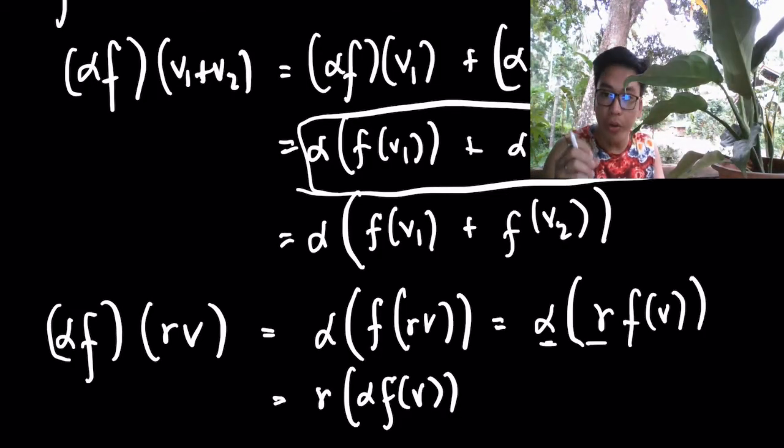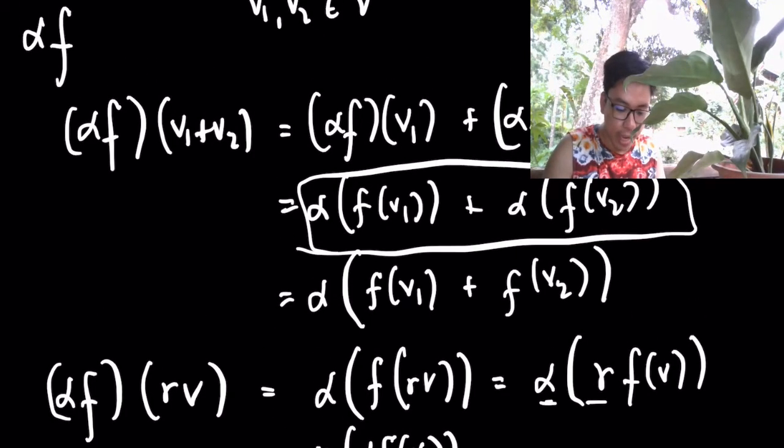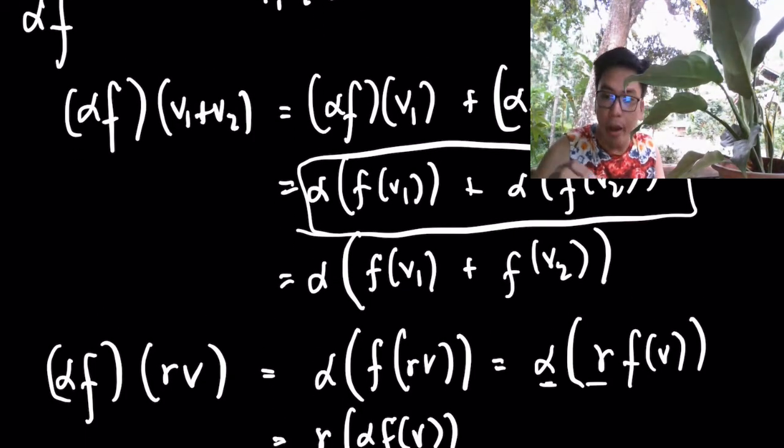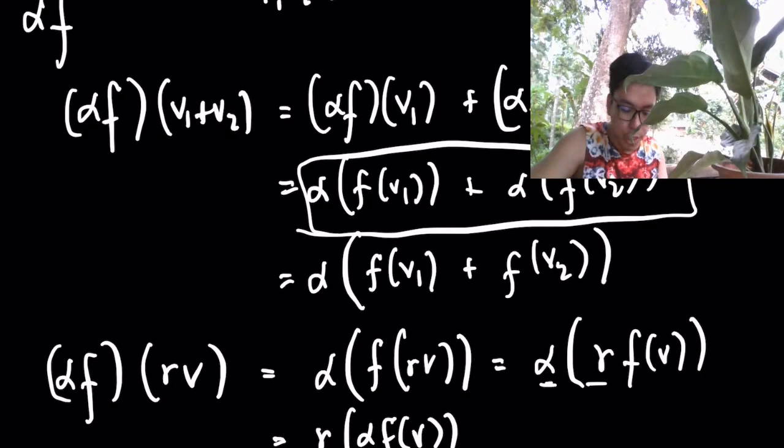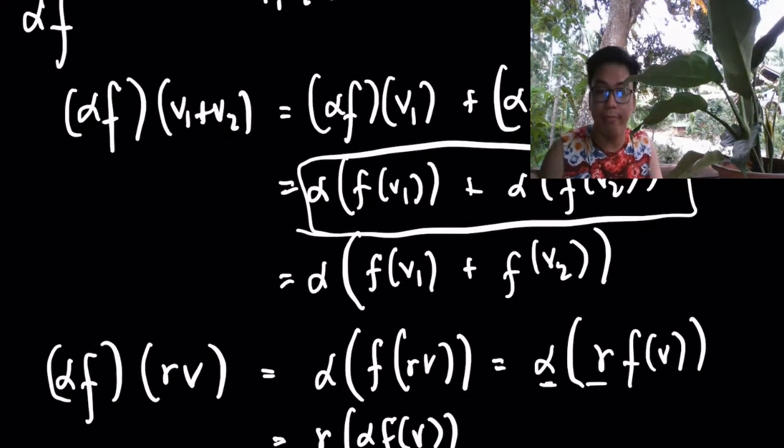And so another moral of this discussion here is that aside from the fact that the sum of two linear transformations is a linear transformation, alpha f, where f is a linear transformation, is also a linear transformation. That's it. Okay, so how about if we have an additional linear transformation here?